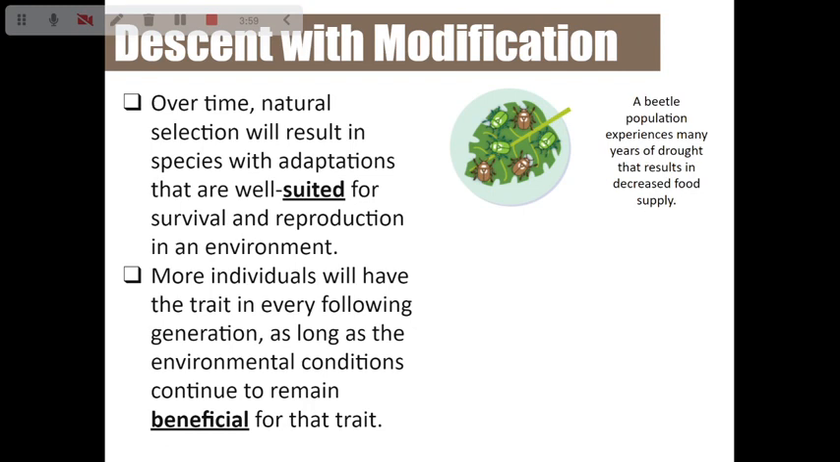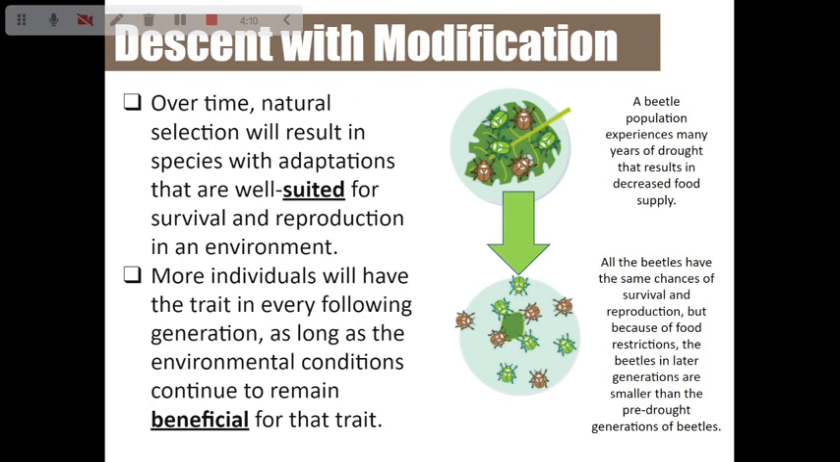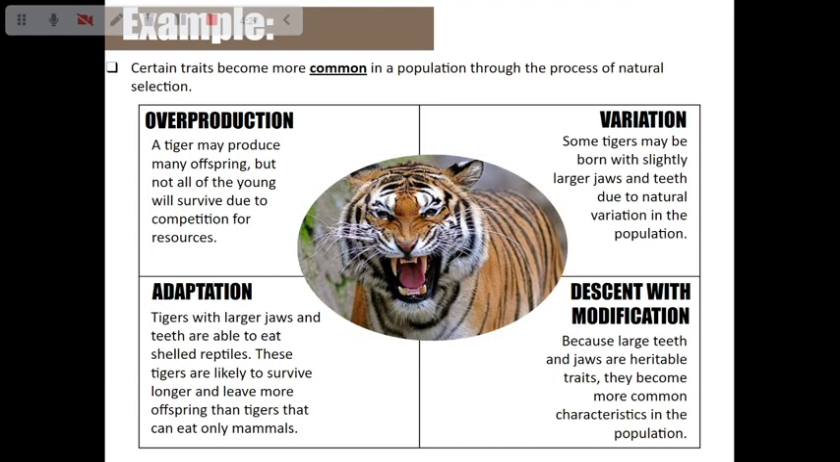Here we have a beetle population that experiences many years of drought that results in decreased food supply for the beetles. Now, all the beetles have the same chances of survival and reproduction, but because of food restrictions, the beetles in later generations are smaller than the pre-drought generations of beetles. An example of this is that certain traits become more common in a population through the process of natural selection. So, here we have all four of our main principles.